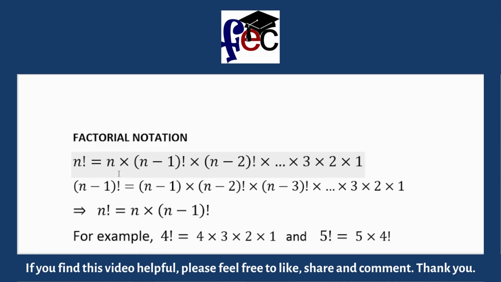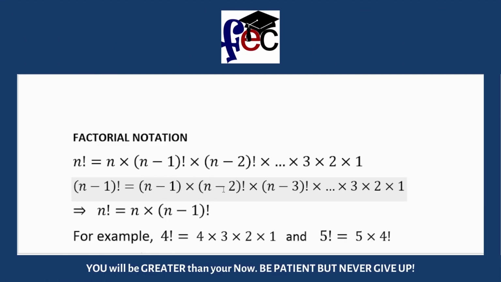all positive integers from 1 up to n itself, or you can simply say it is the product of all positive integers less than or equal to n. So this is what the expression for n factorial means. Then (n minus 1) factorial, following the same pattern, is the product of all positive integers from 1 up to n minus 1. And this will also terminate.